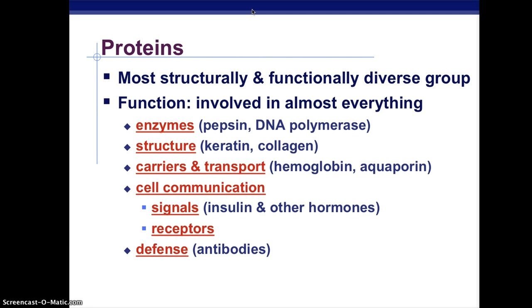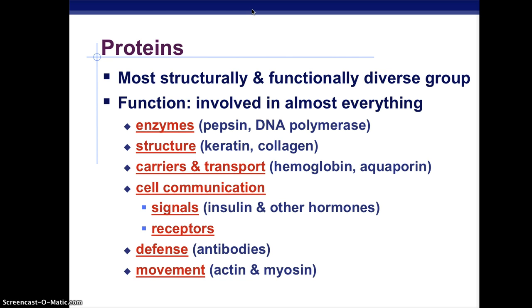Proteins are used in defense, specifically talking about immune defense or your immune system. Proteins called antibodies are what allows your body to build a memory of what a pathogen, or something that would make you sick, coming into your body.